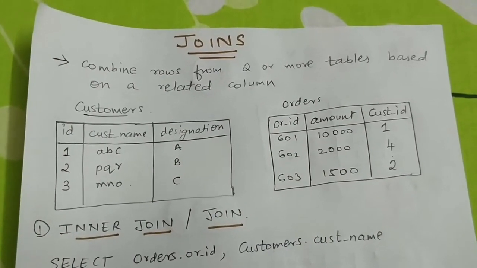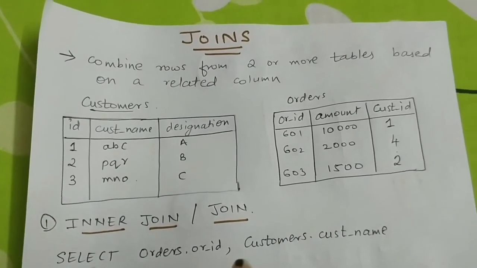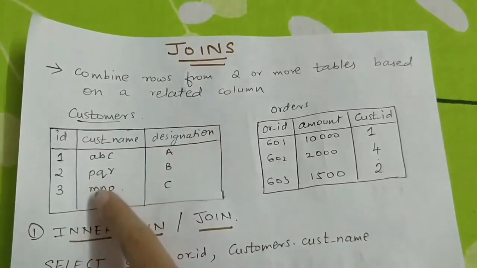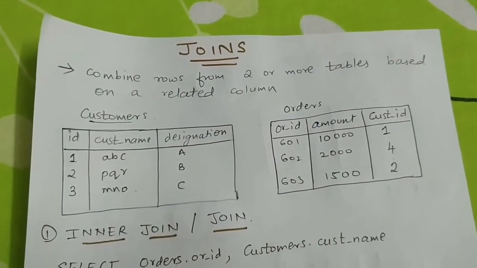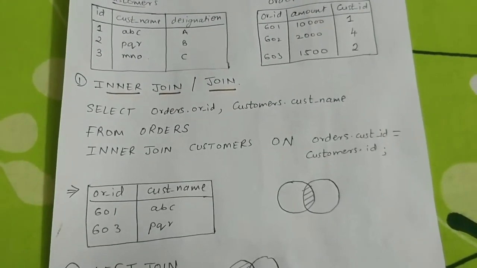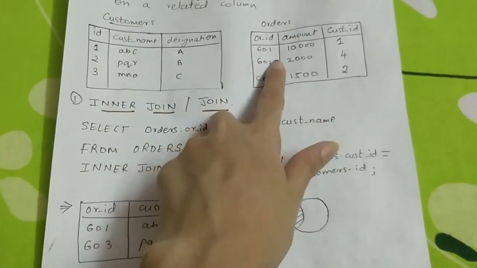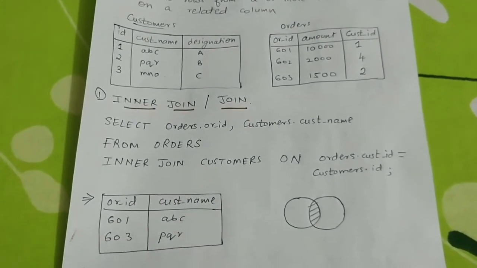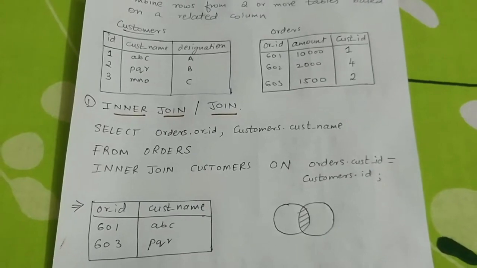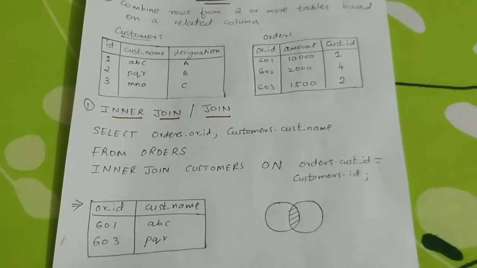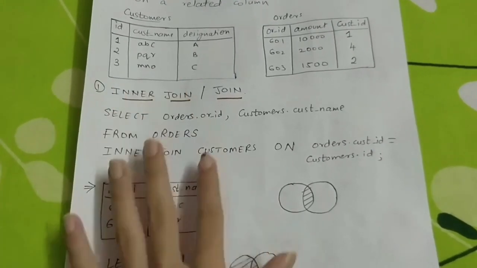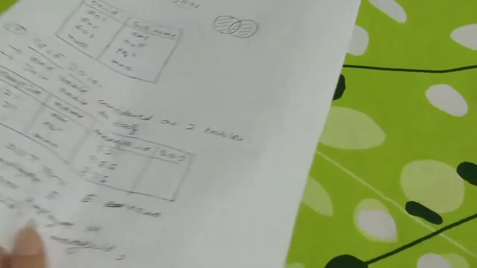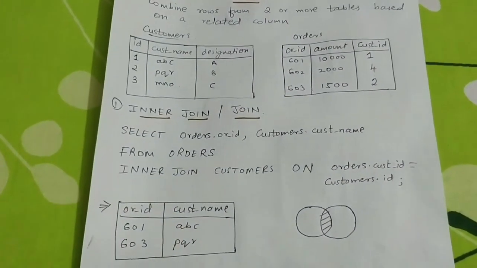So as the name suggests, joins basically join two tables based on a common attribute. They combine rows from two or more tables based on a related column. As you can see, there are two tables, customers and orders, and join will convert it into one single table based on a single common column between the two. There are a few types of joins: inner join, left join, right join, full outer join, self join. So let's see each one of them one by one.